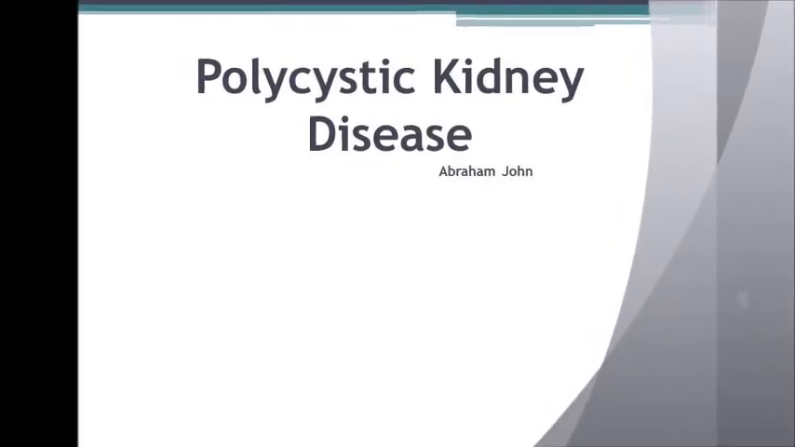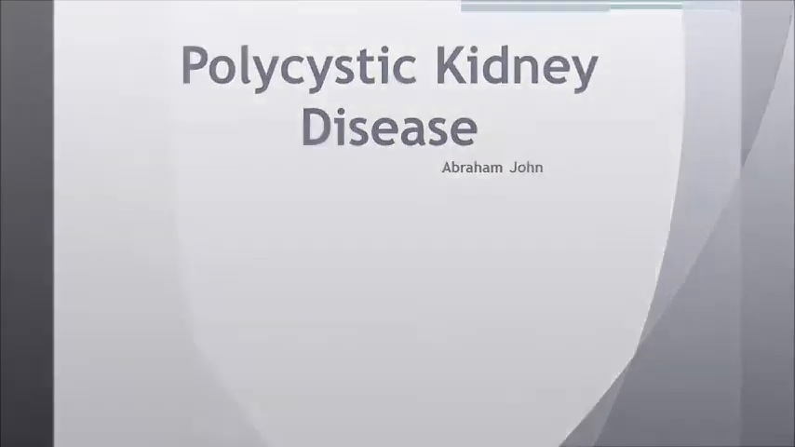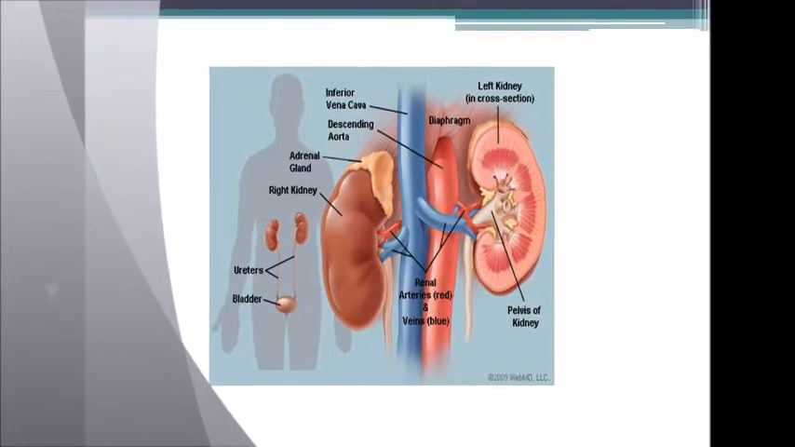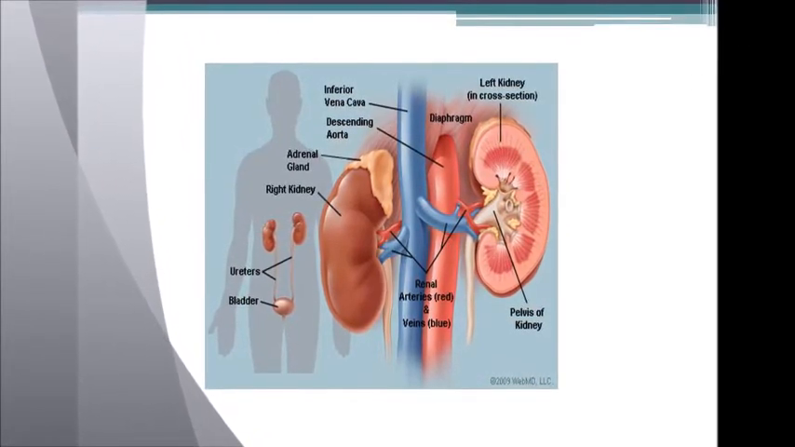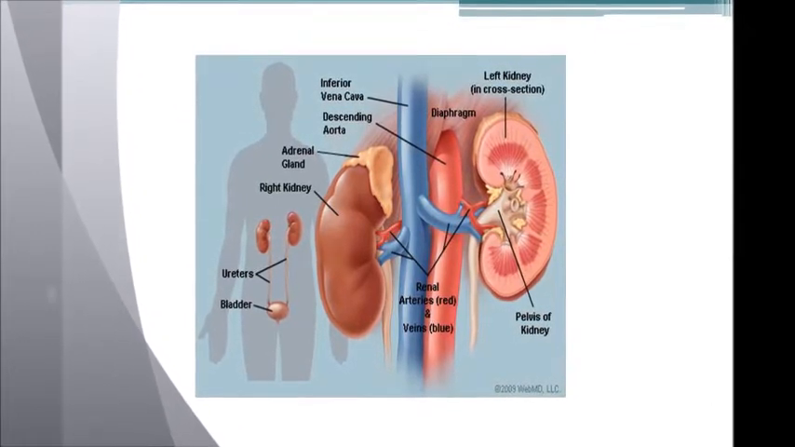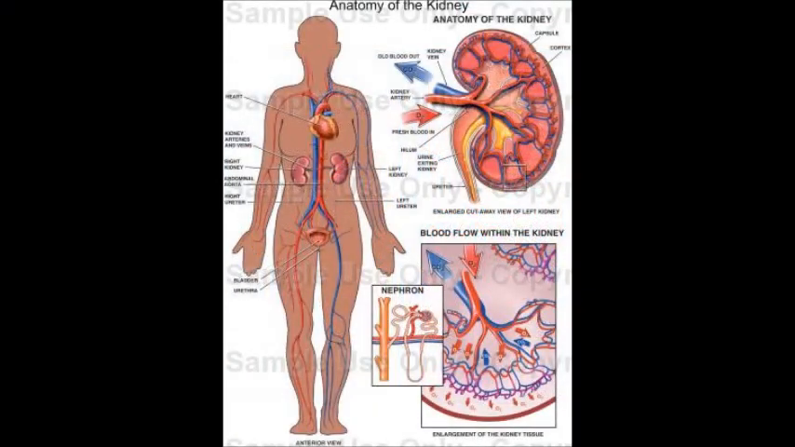I'm going to talk about a disease known as polycystic kidney disease. Before getting to the topic of discussion, let us look at the structure, location, and functions of a kidney. Kidneys are two bean-shaped organs, each about the size of a fist. They are located near the middle of the back, just below the rib cage.